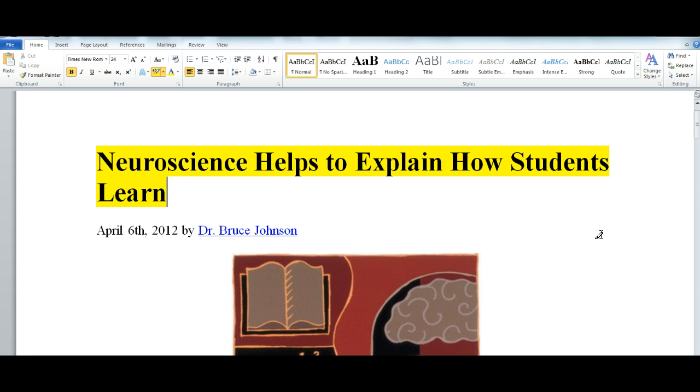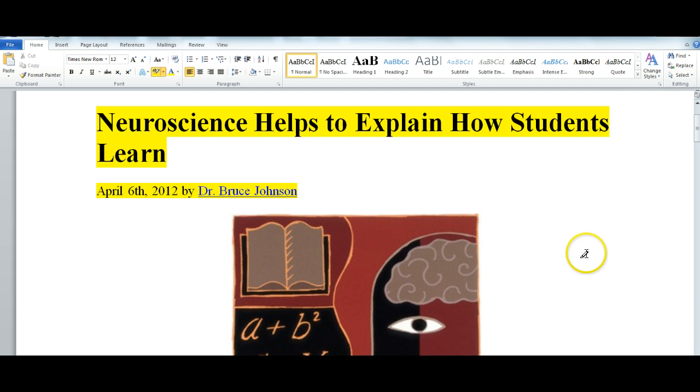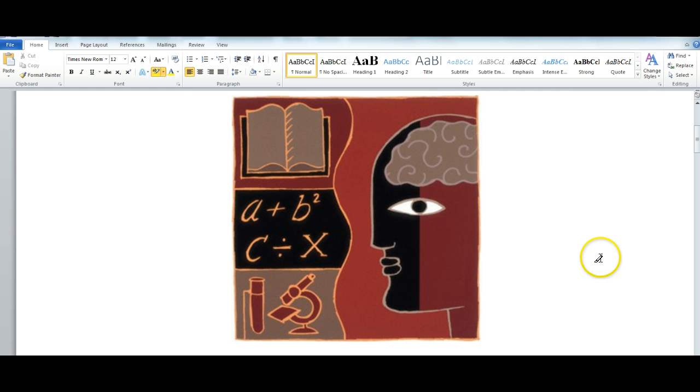So it's Neuroscience Helps to Explain How Students Learn. I am in particular very interested in student learning. I read all I can on this topic. And this was done in 2012. And 2012 is fairly recent, so I like the most recent information. It's exciting to me how much neuroscience is changing what we know about learning, how to help people learn more effectively. And then probably later I'll go up and look up Dr. Bruce Johnson and see who he is and see where he comes from, etc.